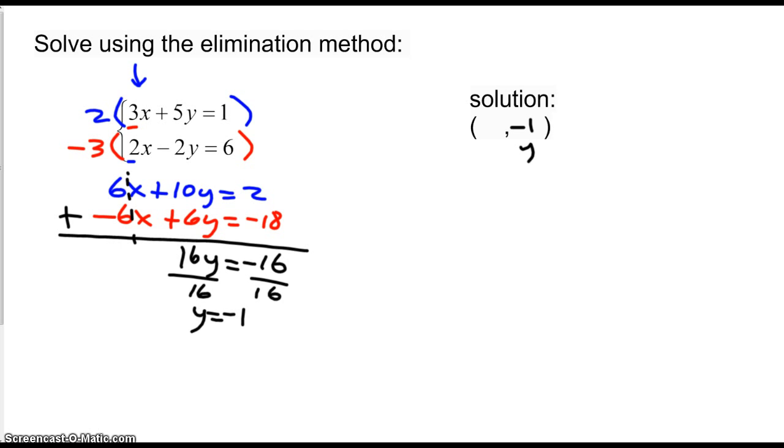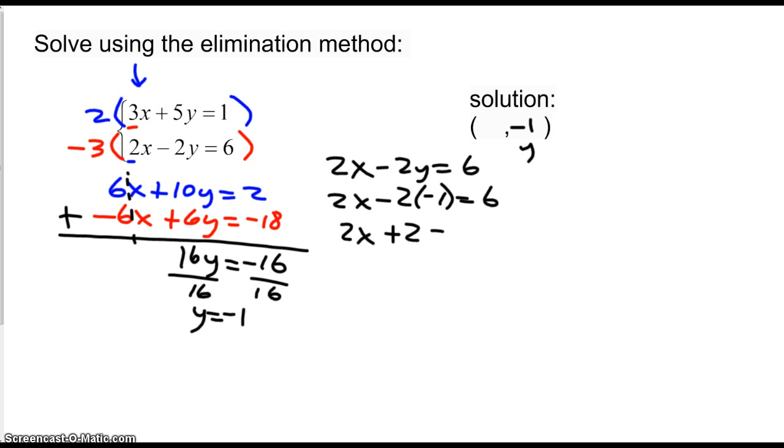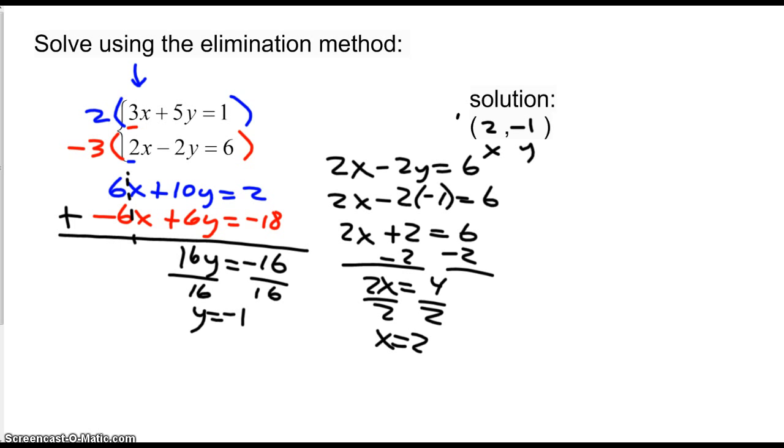And then I can back substitute into any of the other equations to solve for the x. So I'll go ahead and put in a negative 1 for that y. I have 2x plus 2 equals 6, because it's a negative 2 times a negative 1, so it's a positive 2. And then if I subtract a 2 here, I'm going to have 2x on the left and 4 on the right. And I could continue to solve until I get 2 for x. So my solution is 2 comma negative 1. X is 2, y is negative 1.